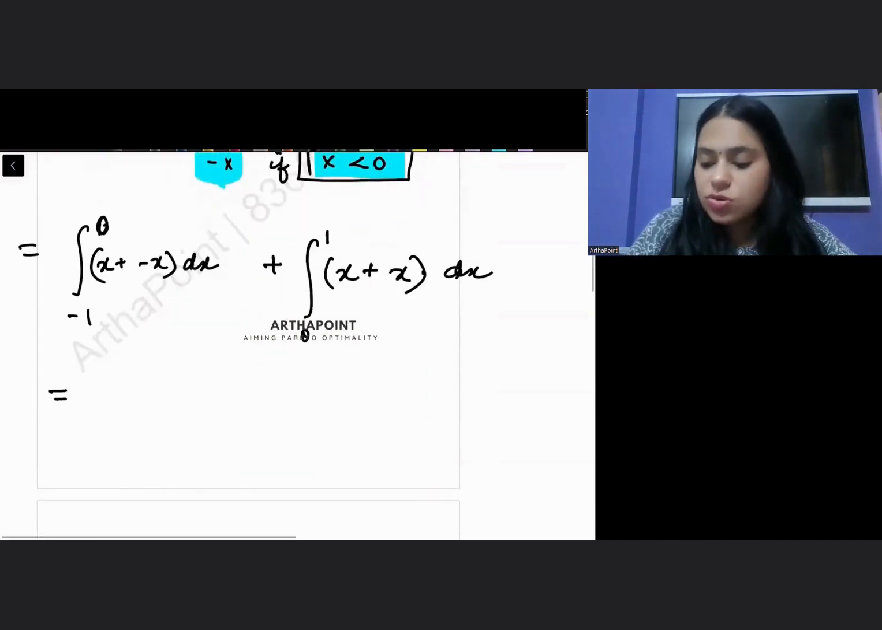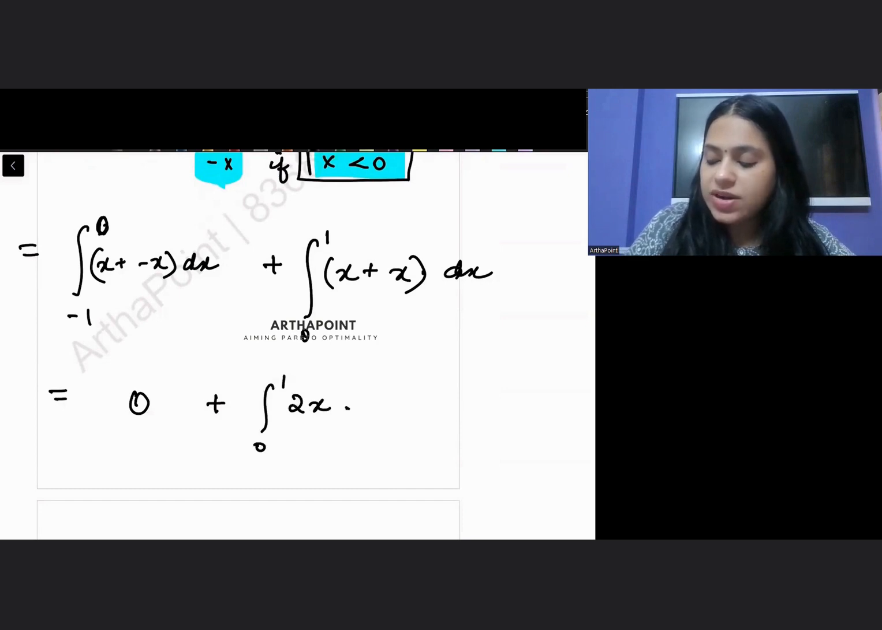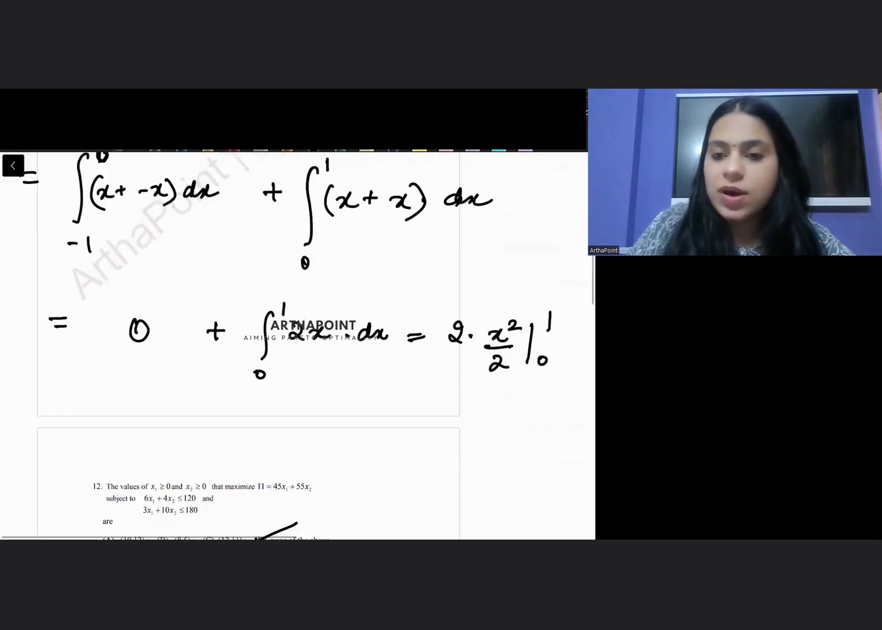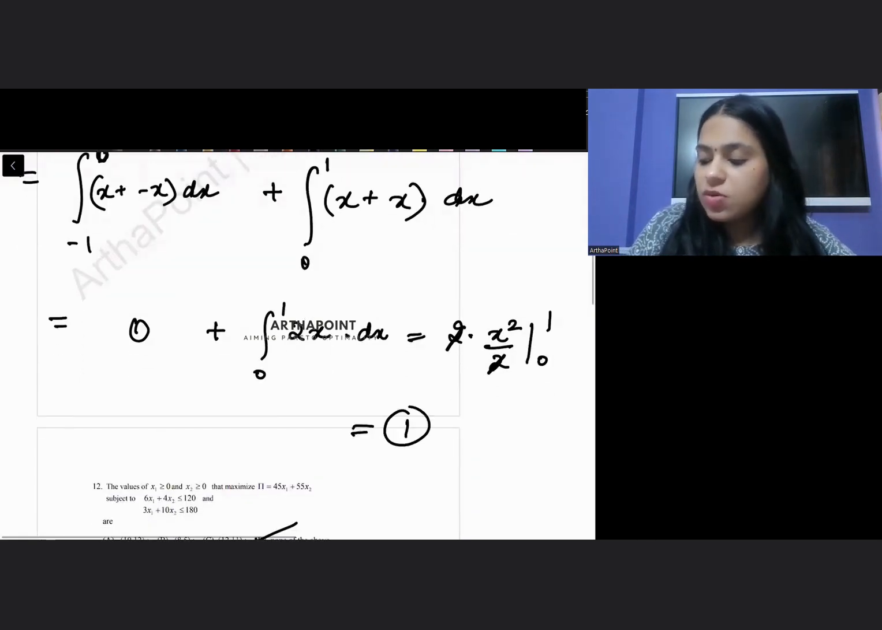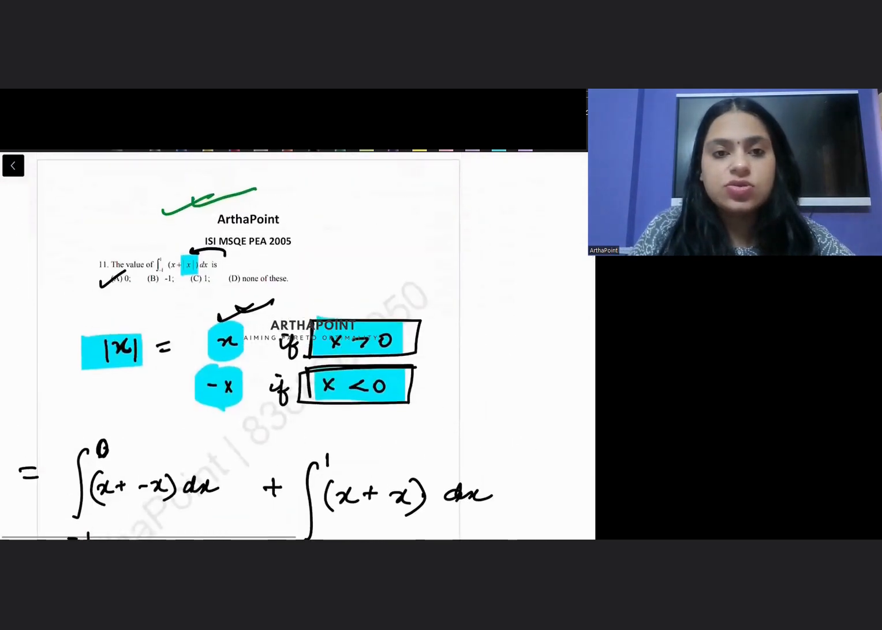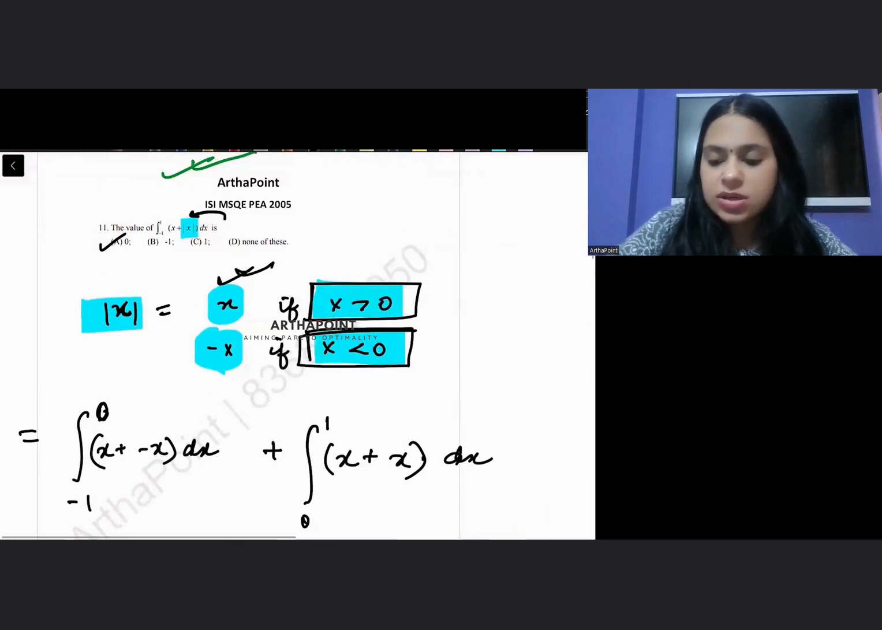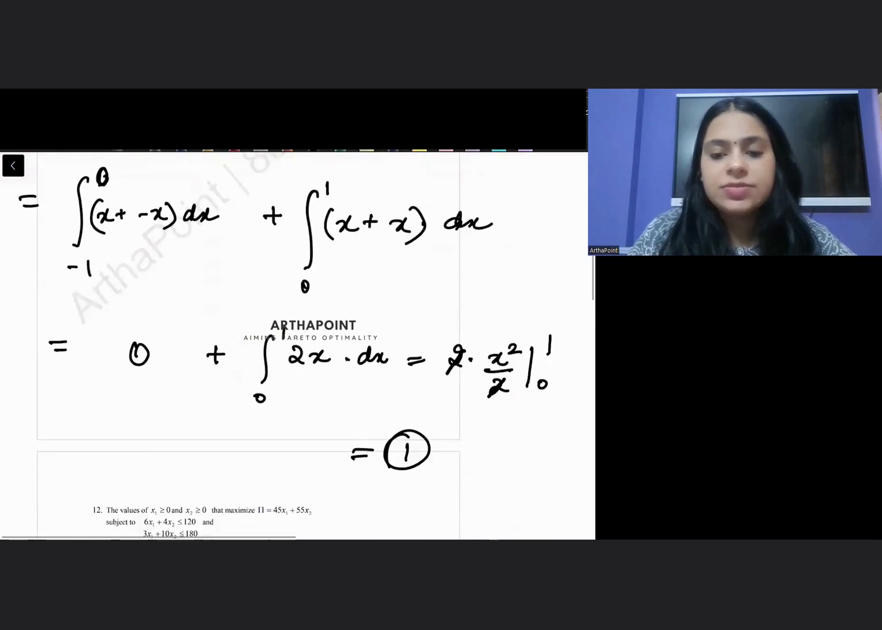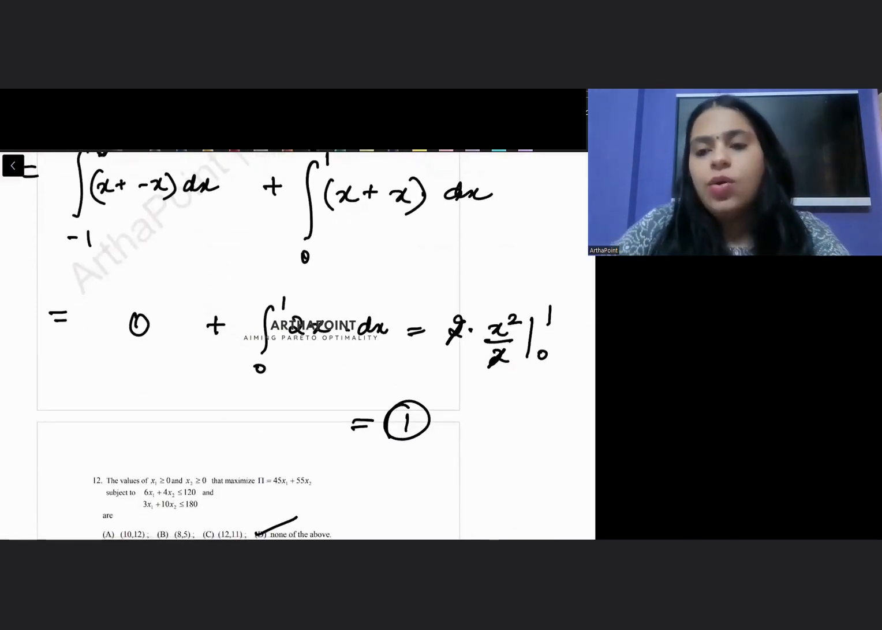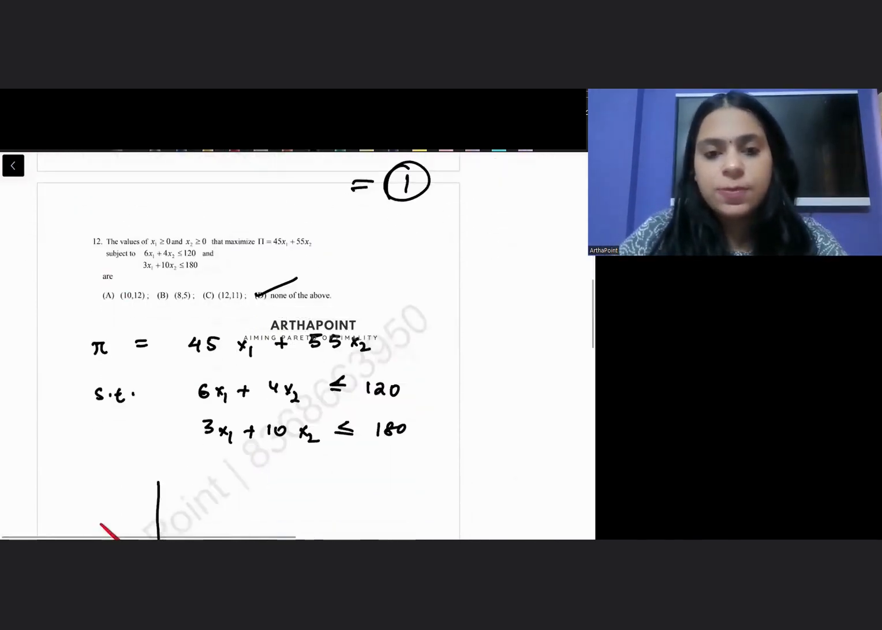Right. So this is going to give me 0. And this is going to give me 2x from 0 to 1 dx. So this is going to be 2. Instead of x, I will write x squared by 2 from 0 to 1. So this is going to give me 1. So the correct answer to this question will be, I think I've marked it incorrectly. It's going to be 1 here, right? Okay.